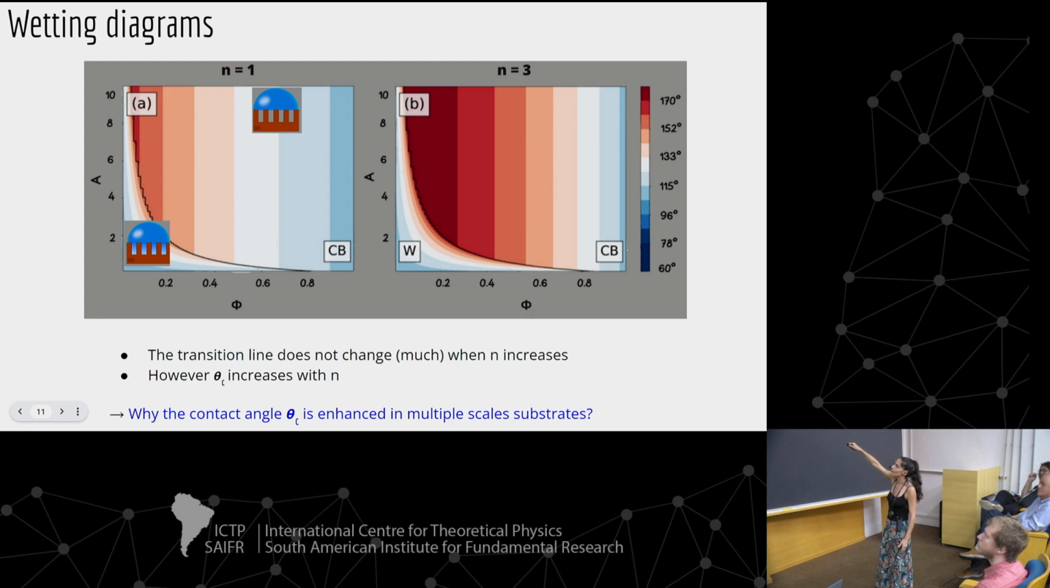Let's say if we are using the same color code here, then for surfaces which are 0.25 and A equals 8, in this surface the droplet would have a much higher contact angle. But then the question is, why does the angle increase? Why would increasing the hierarchical level change the angle if the line does not change?